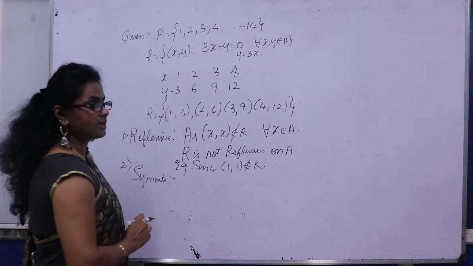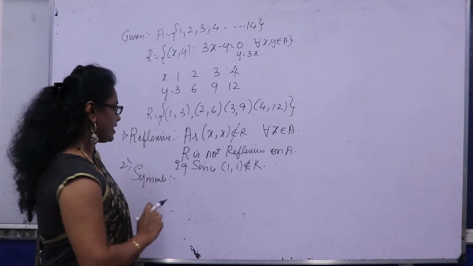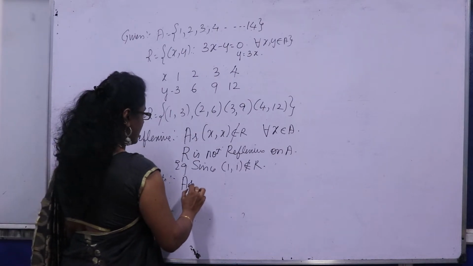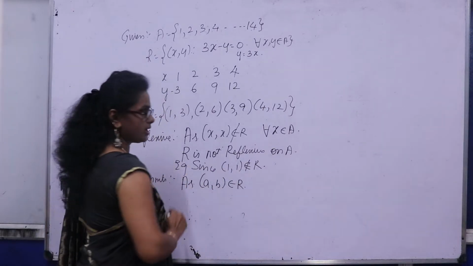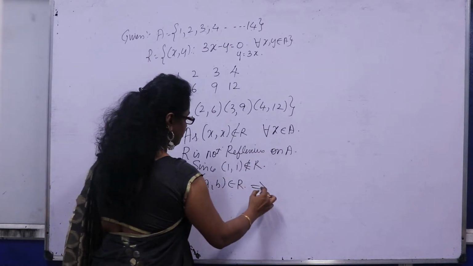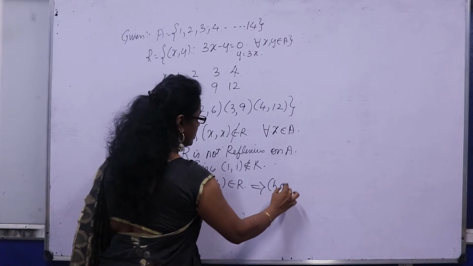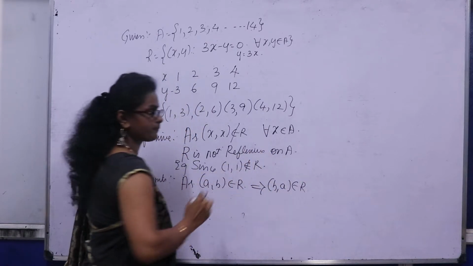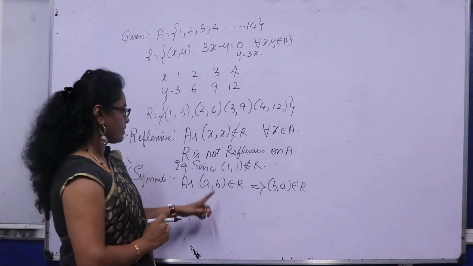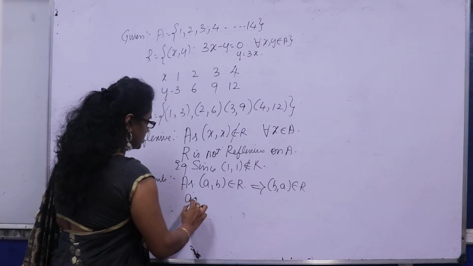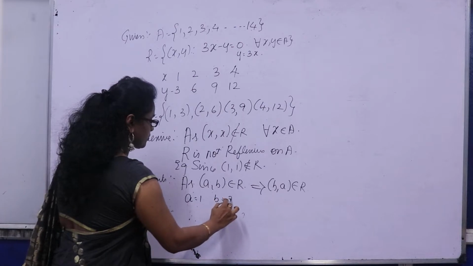What is meant by a symmetric here? I had told you, like (A, B) belongs to R implies (B, A) belongs to R. Let's see whether this implication works or not. If I just take A is equal to 1 and B is equal to 2.